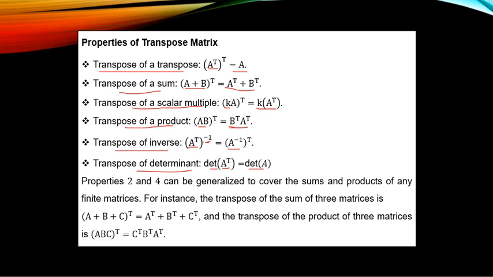Properties 2 and 4 can be generalized to cover the sums and products of any finite number of matrices. For instance, the transpose of the sum of three matrices: this is not for only two matrices. Now that we have three matrices, A plus B plus C, if you add the three matrices and you take their transpose, it's the same thing as taking the transpose of individual matrices and you add them together. For a product, it can also be done for three matrices A, B, C. The transpose is equal to the third matrix, that is, you start from the third one, C transpose times B transpose times A transpose, which is equal to (ABC) transpose. So we have these properties of the transpose matrix.